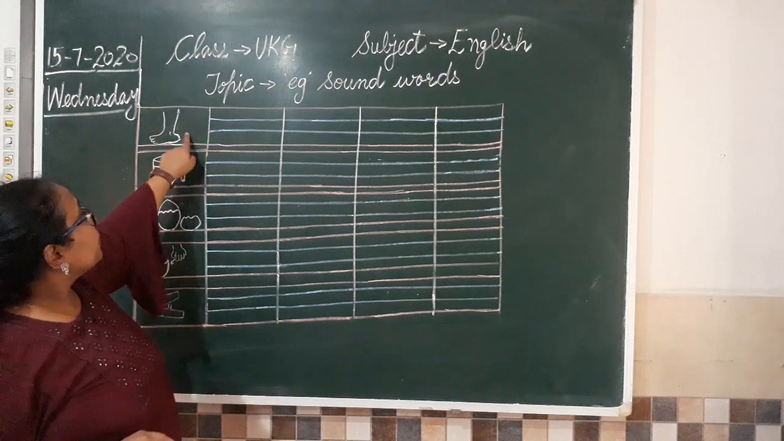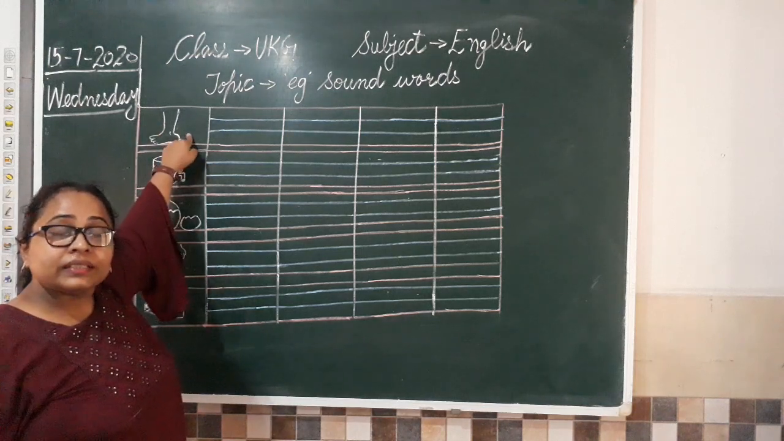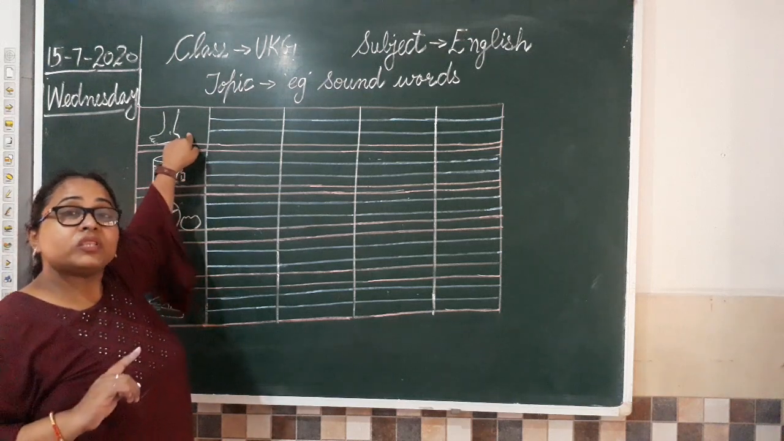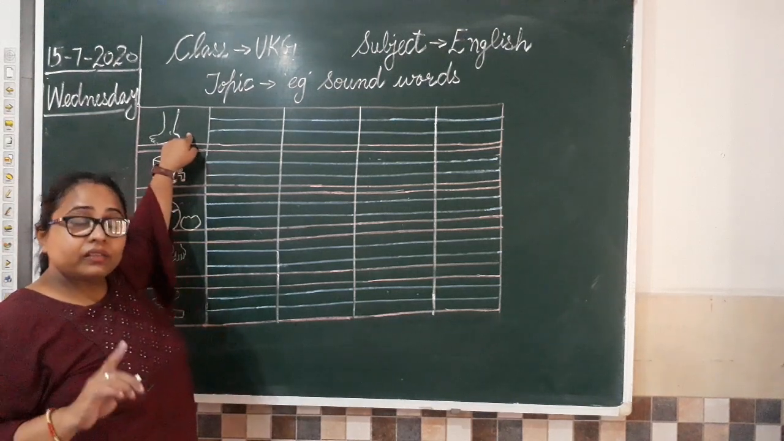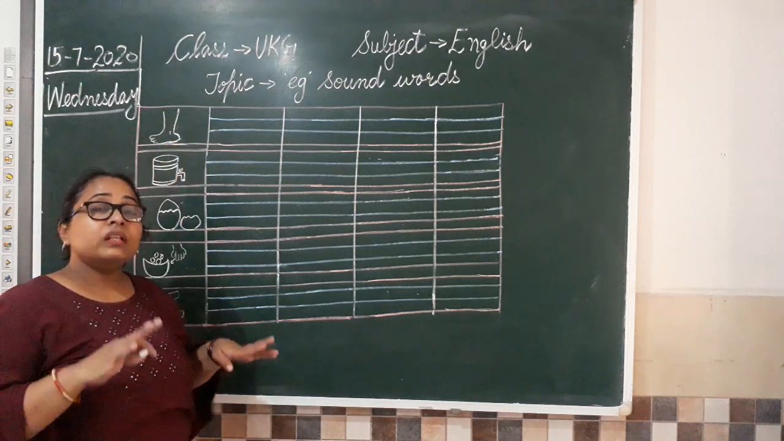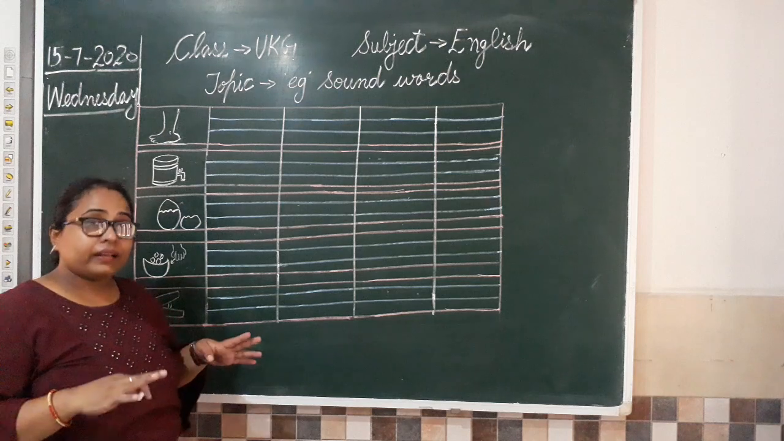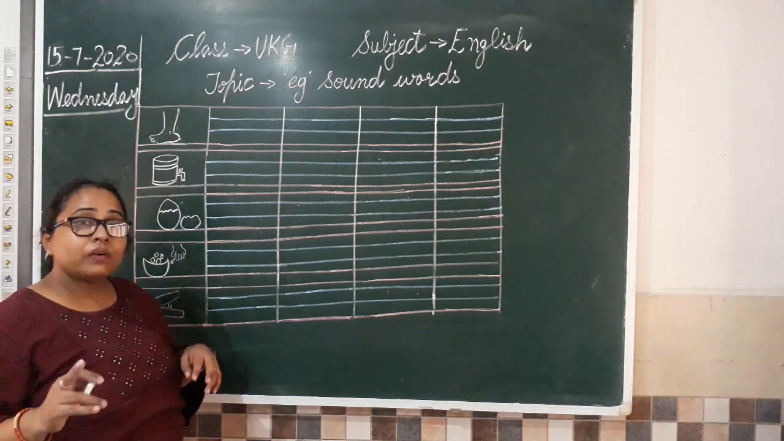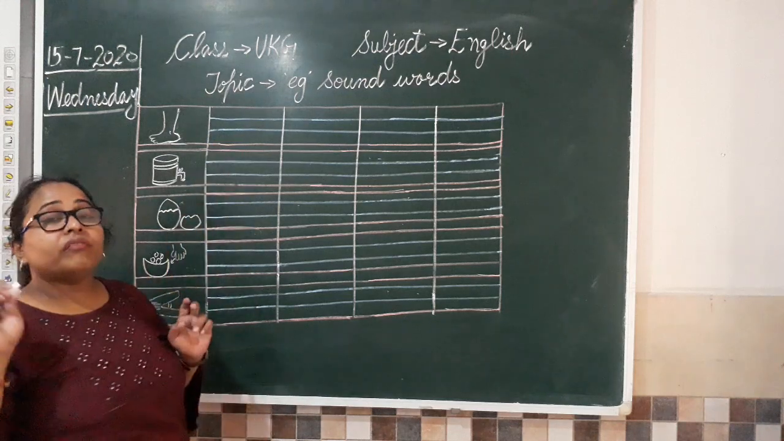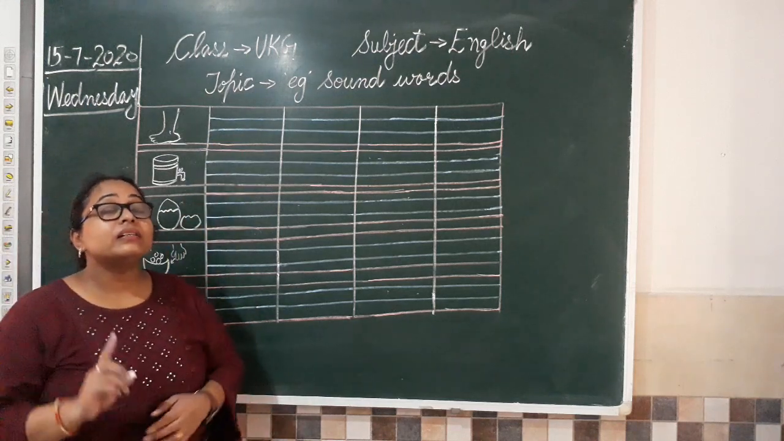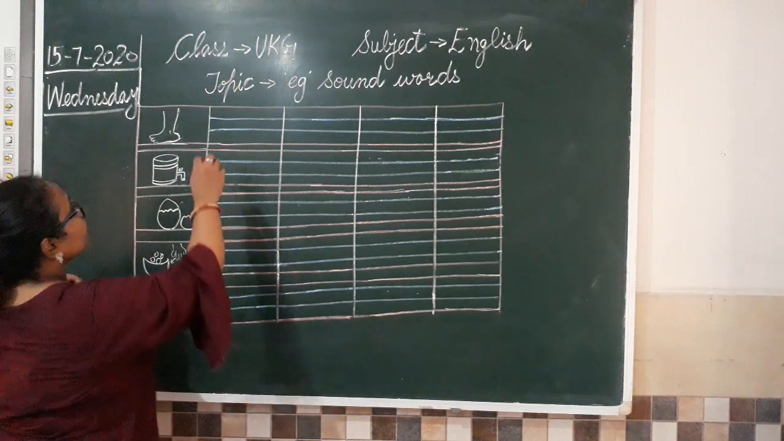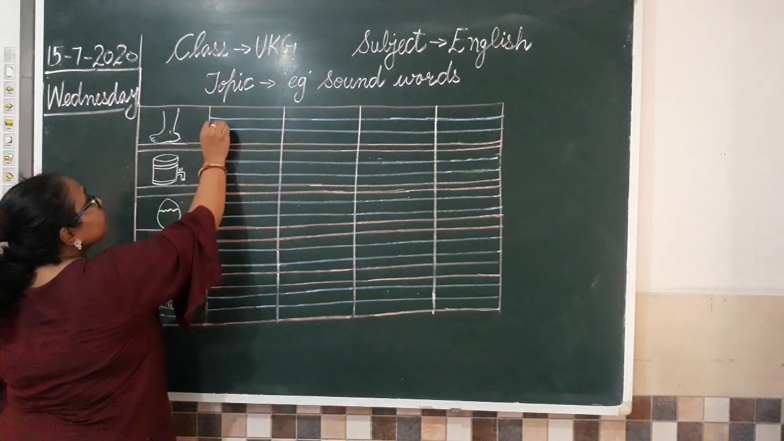So tell me, what is this picture? This is lake. So how are we going to write? Tell me, blend the sounds. L and ake, lake. So which is the first sound? L. So how are we going to write? Now we have to write in cursive format. Which format are you going to use? Cursive. So let's begin our work.